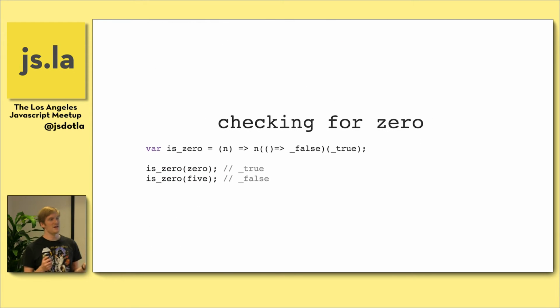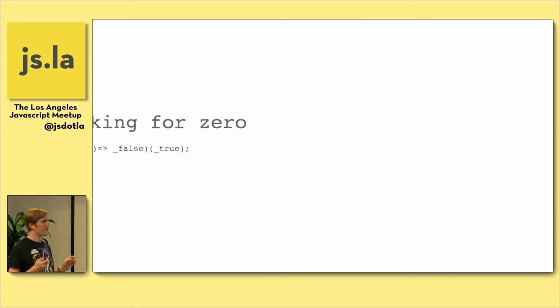So because we know that the function isn't called for the case of 0, this makes it very convenient to check for 0, because we can just pass in true and then have a function that returns false if it's ever called. And so if you pass in 0, it'll always return true. And if you pass in anything that iterates, it'll always return false.